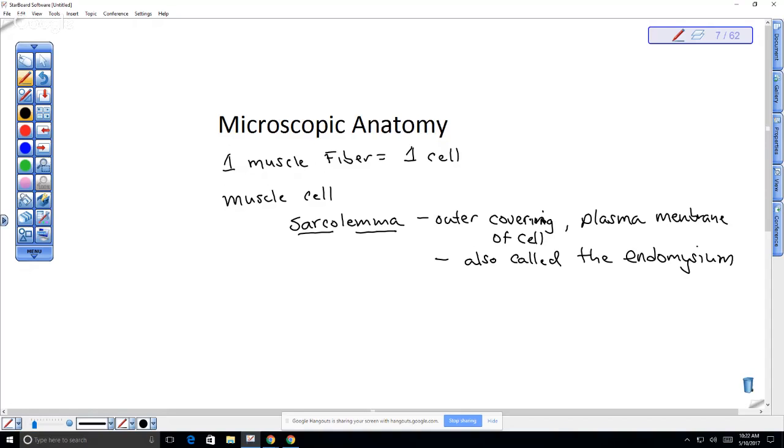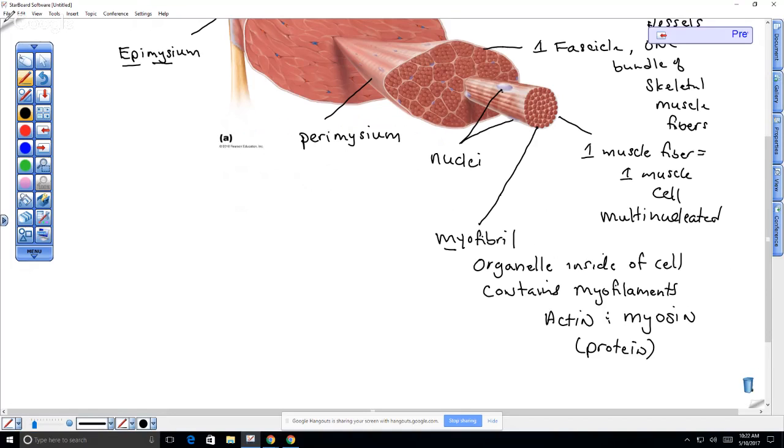So in that previous diagram, if you get that diagram back out, the plasma membrane of a muscle fiber is called a sarcolemma or the endomysium. So we have peri, we have epi, and we have endo. So if we go back to that previous diagram, okay, this would be the endomysium. Also called the sarcolemma.